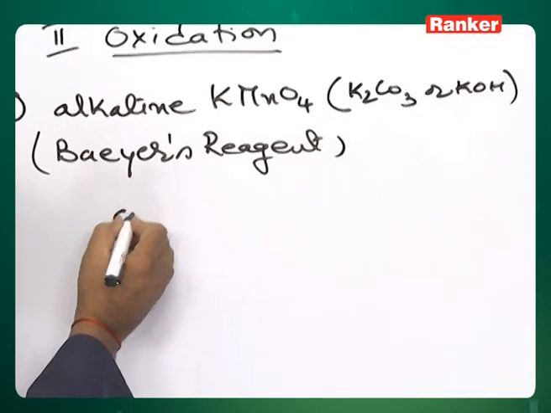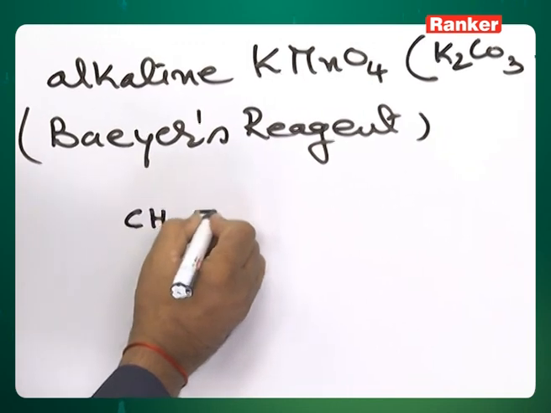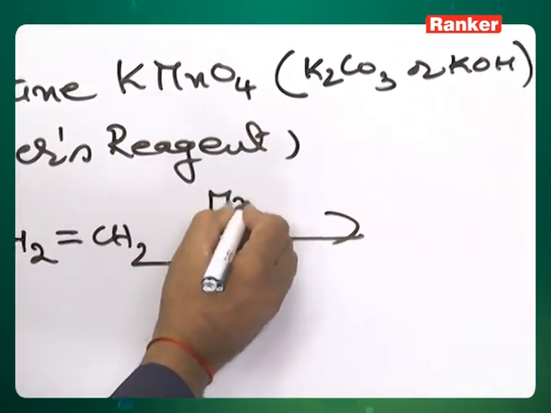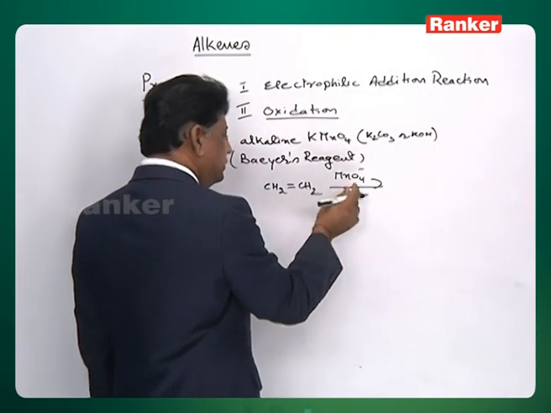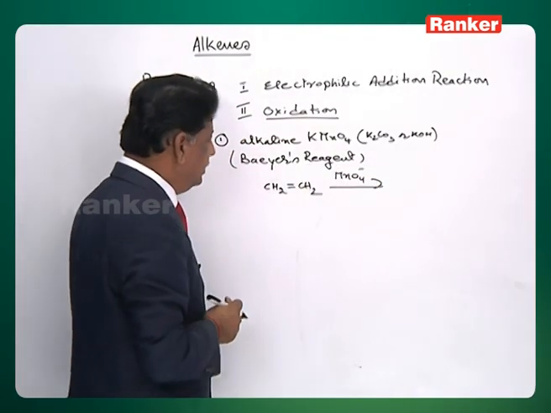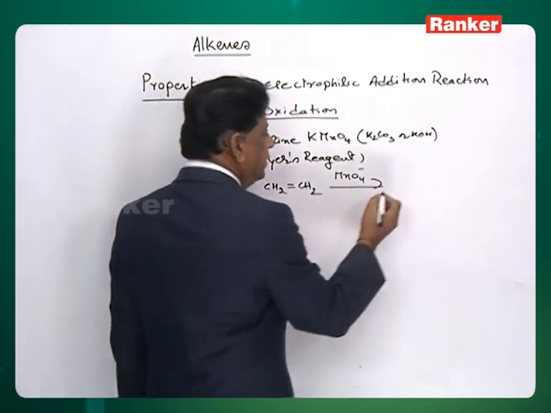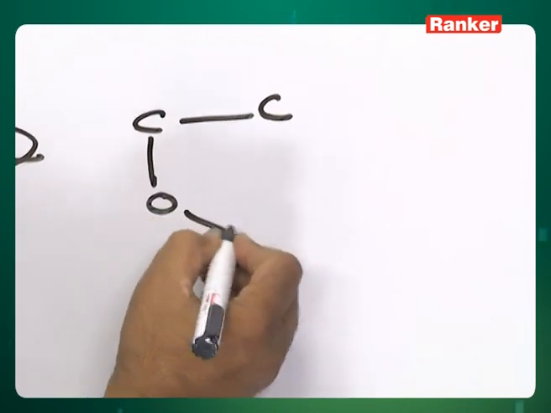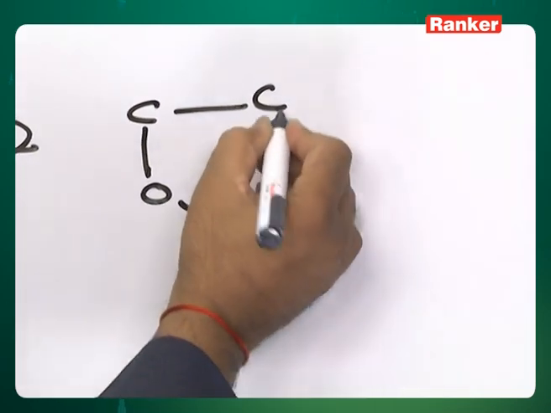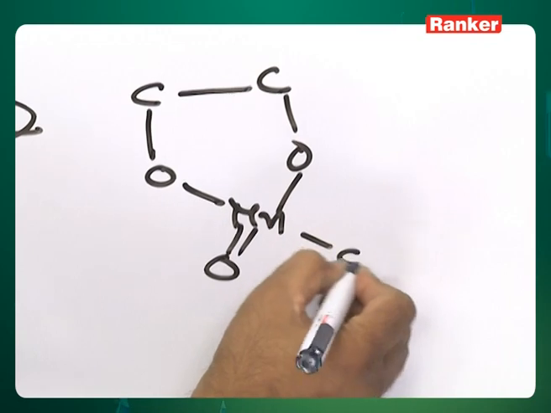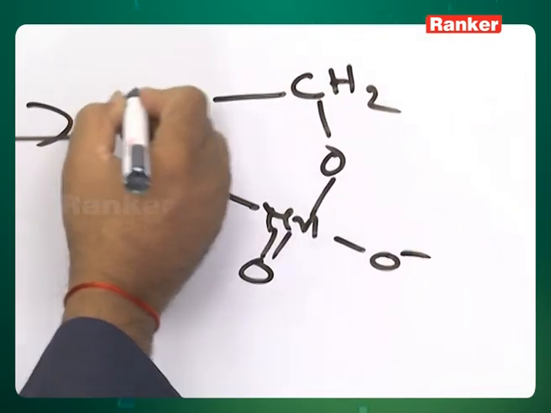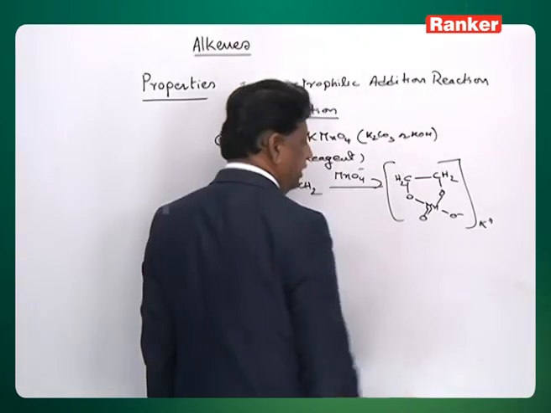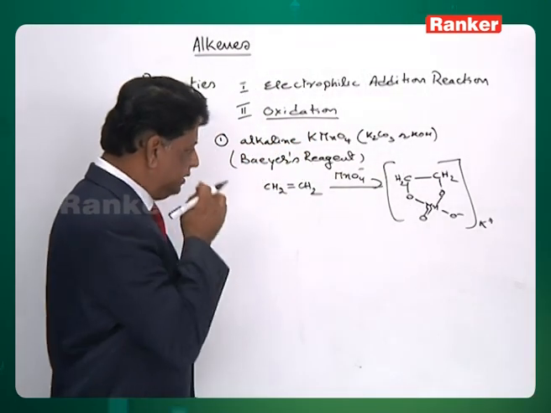In this mild oxidation, all alkenes like ethylene, for example, when treated with the permanganate, MnO4 minus is actually the oxidizing agent here. This attacks the alkene and gives a compound like this: an O and Mn through O with a double bond, and an O minus, and the groups will be as they are. This is what is formed, with K plus outside. A salt formation is taking place.